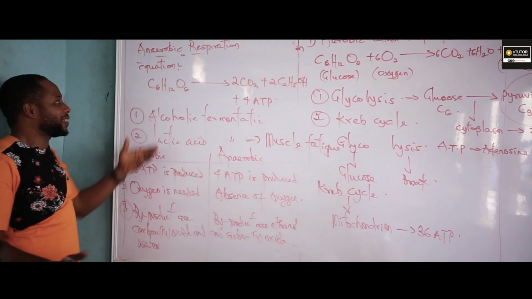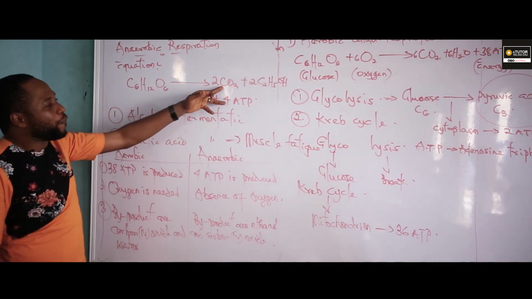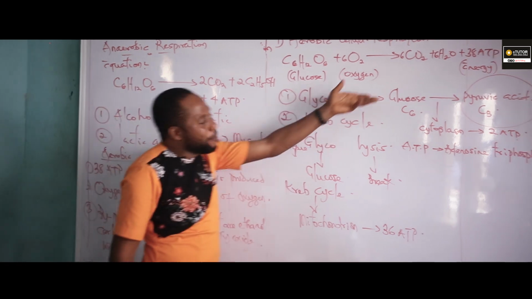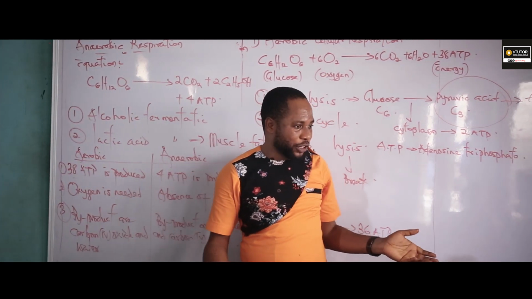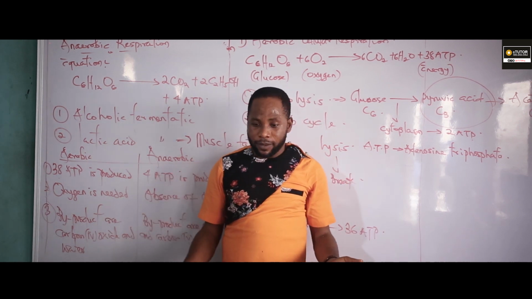And the similarities: glucose is used for the 2 respirations. Carbon dioxide is produced in the 2 respirations. Energy is liberated in the 2 respirations. Did you understand that? So, do you have any question?